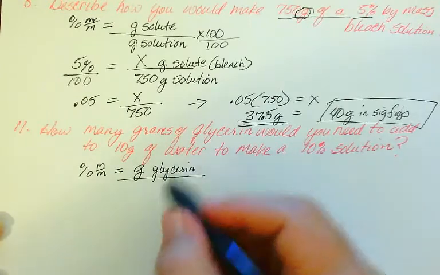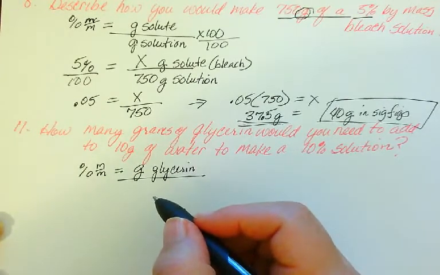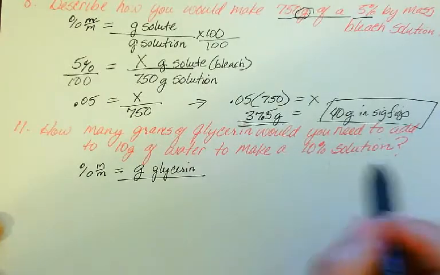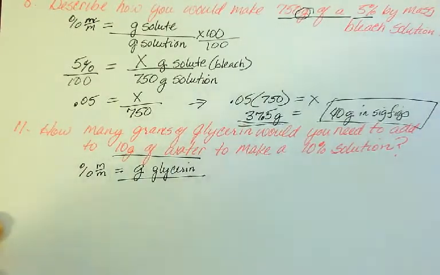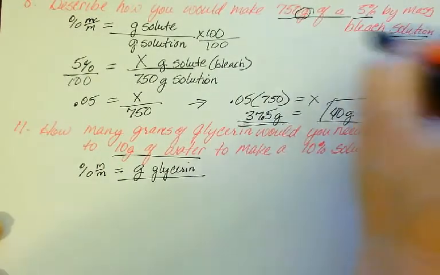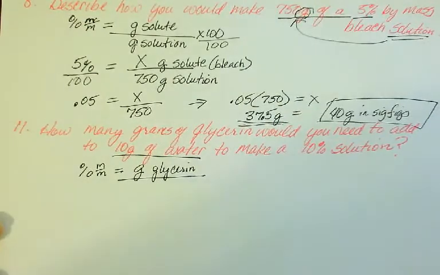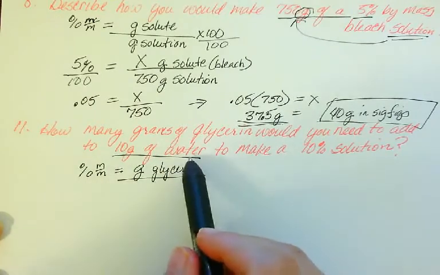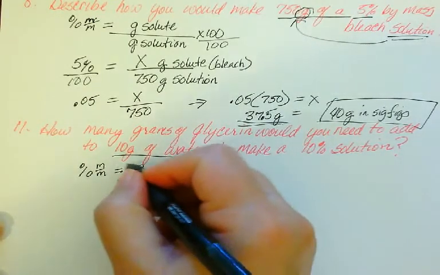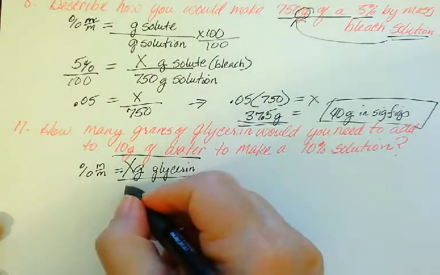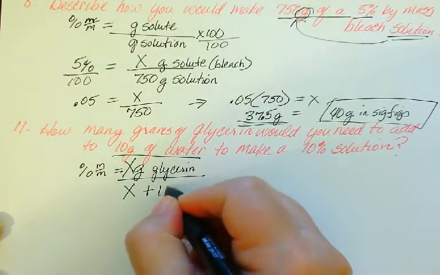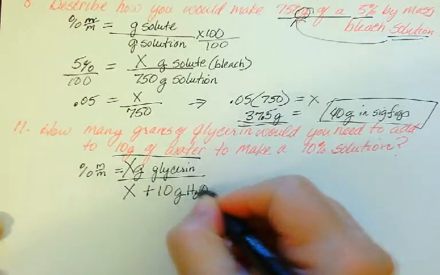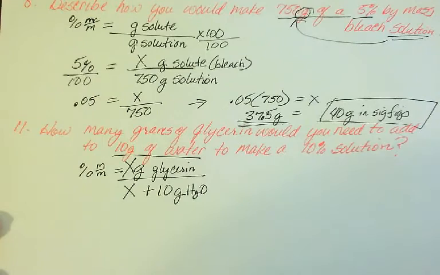Well, how much is the grams of our solution? Add to 10 grams of water. Now notice that this is a little different than the problem above. Before it just said to make 750 grams of a solution. Here, it's 10 grams of water. So if this is my X grams of glycerin, I need to add that amount plus my 10 grams of water to get the total quantity.